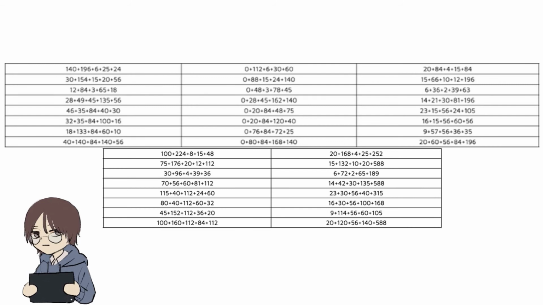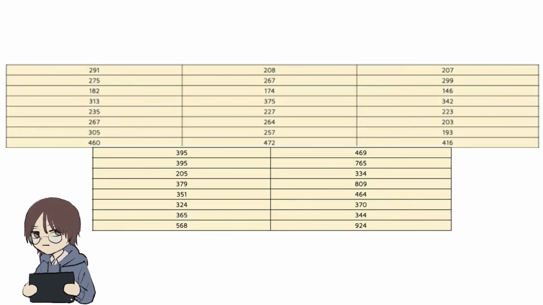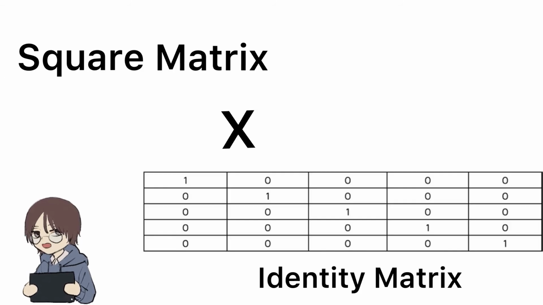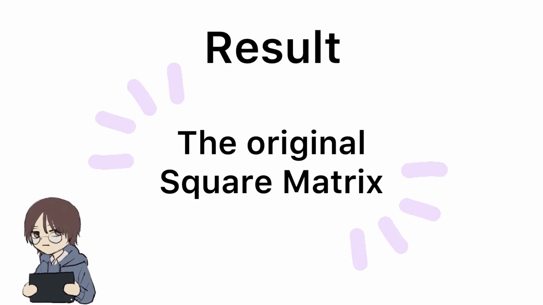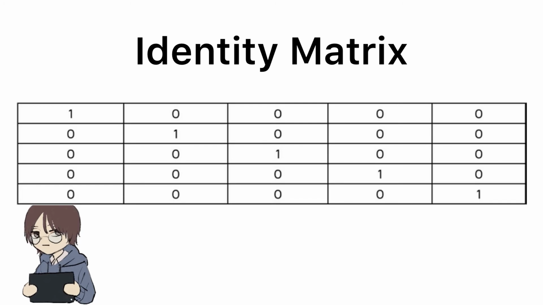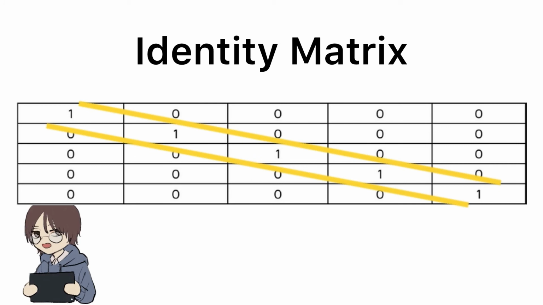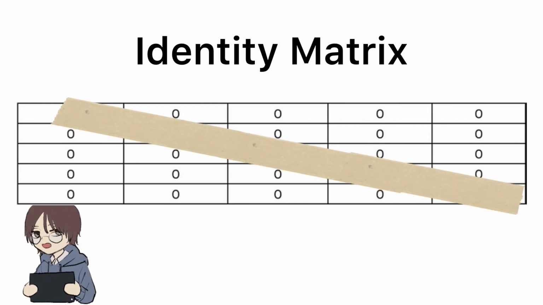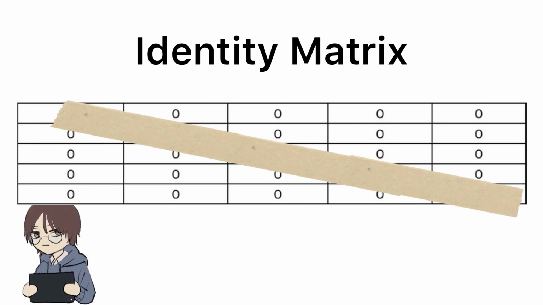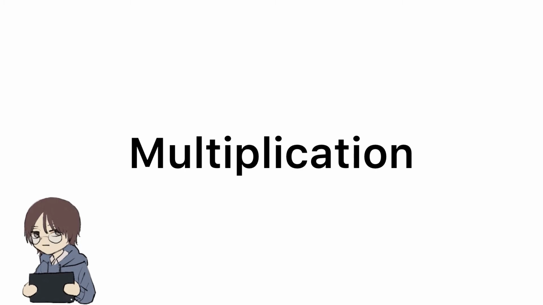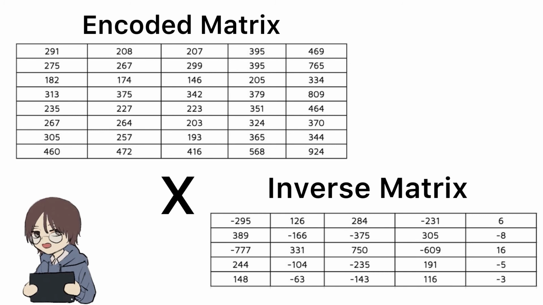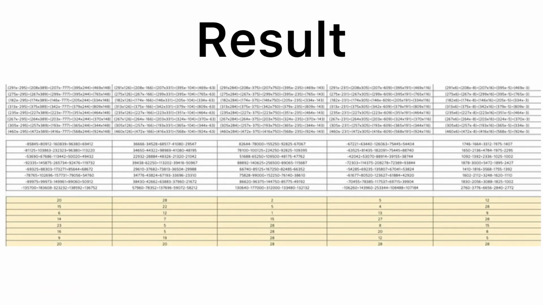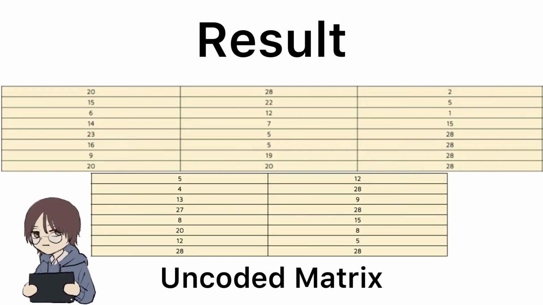There is one interesting point about matrix multiplication. If we multiply any square matrix with an identity matrix of the same order, the result will be the same as the original matrix. An identity matrix is a square matrix of any order in which all of the main diagonal elements are equal to 1, while the rest of the matrix elements are equal to 0. For the next step, we do another multiplication by multiplying the encoded matrix with the inverse matrix of the encoding matrix. And the result is we get our original uncoded matrix.